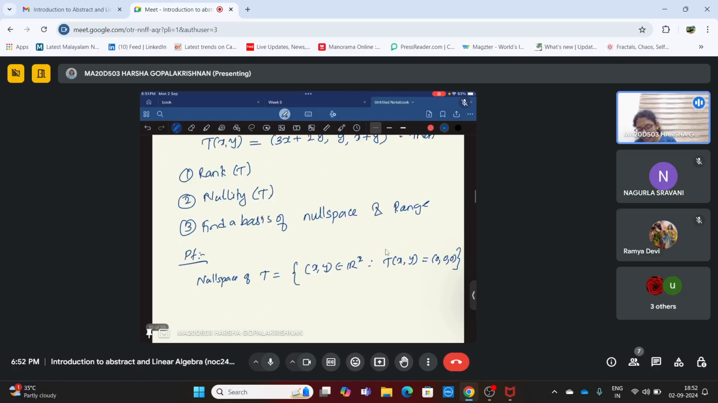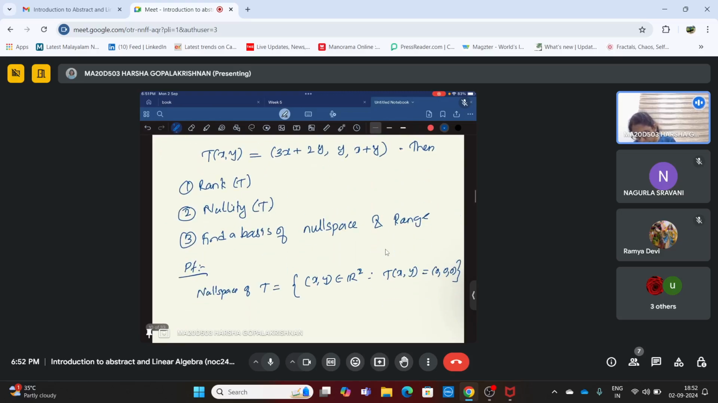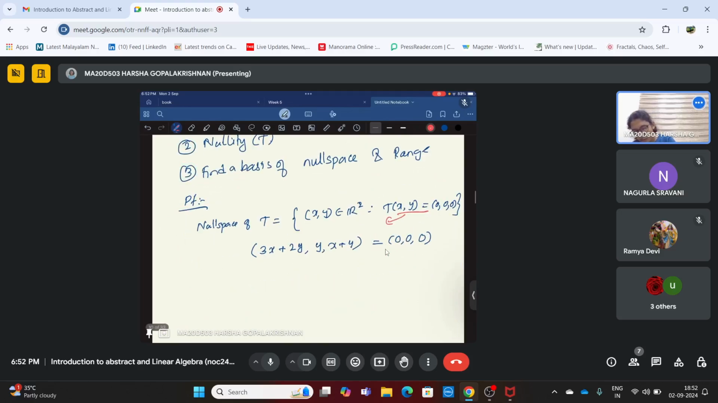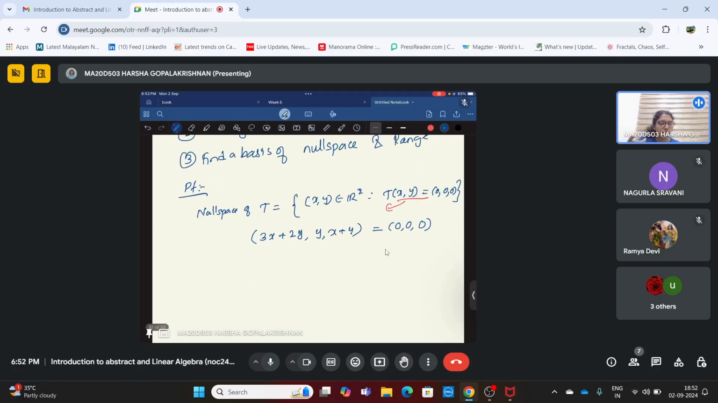Now, by definition, T of (x, y) is (3x plus 2y, y, x plus y). So what is the condition? It should be equal to (0, 0, 0). That is what it says, right? Now we just need to equate the coordinates and find x and y. For that, 3x plus 2y equal to 0, y equal to 0, and x plus y equal to 0.